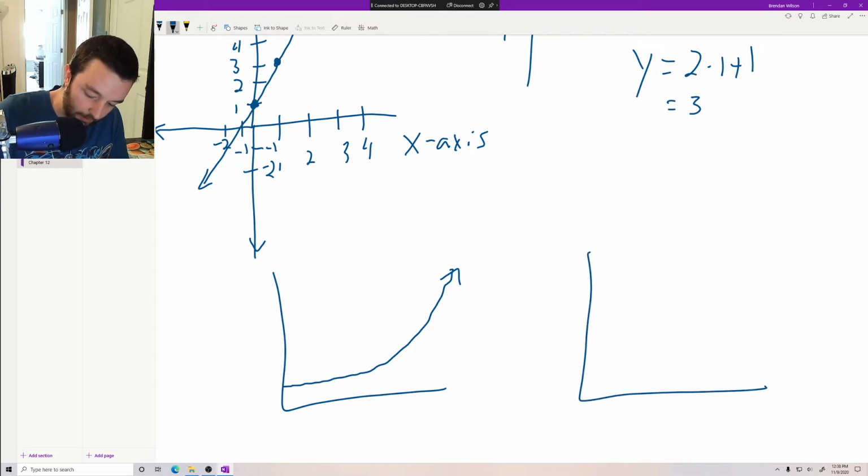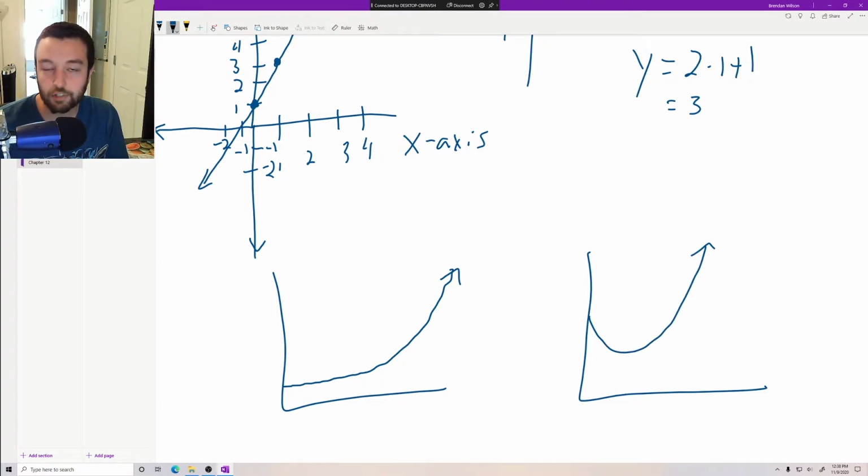Or you could have something more like this. Again, it's not a straight line, so it's not a linear relationship. This is what would be called a quadratic relationship. Okay. So there's lots of different relationships, but if we see types of graphs like this, then we can't do anything with it because we're only looking at linear relationships right now. Okay.